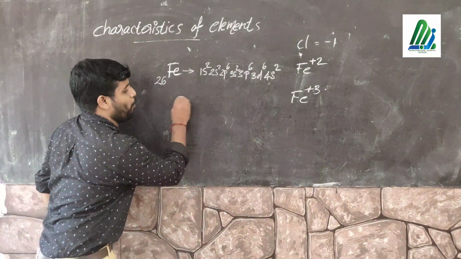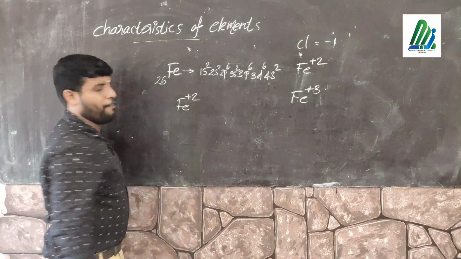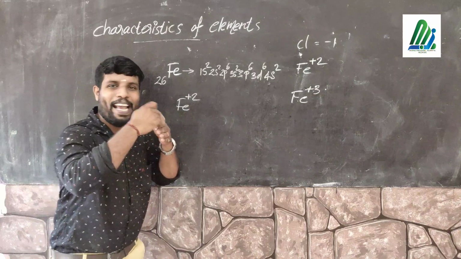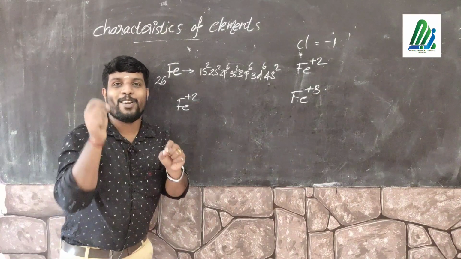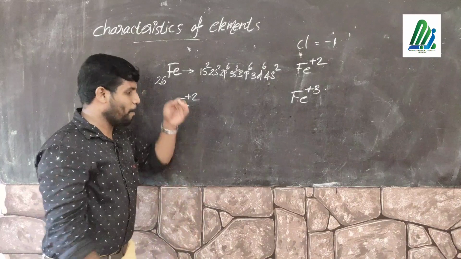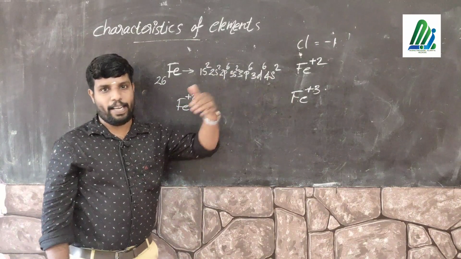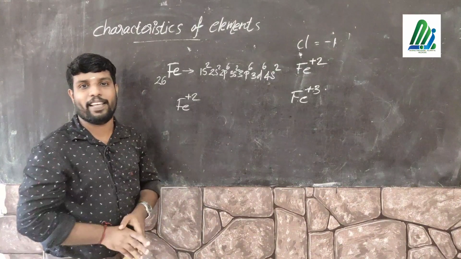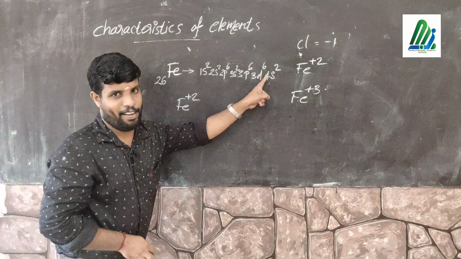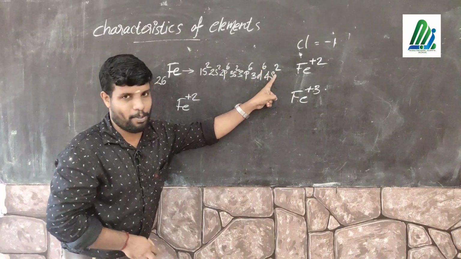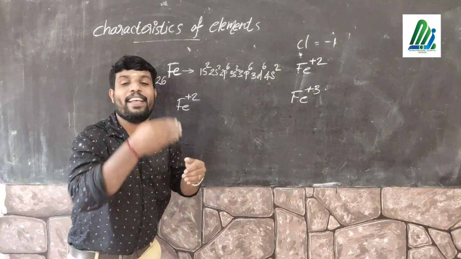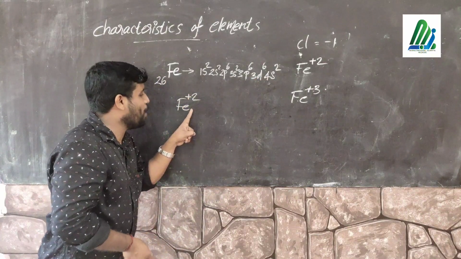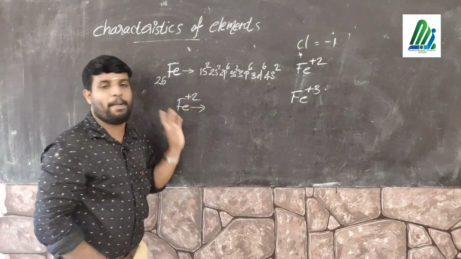Then, what is the meaning if you write Fe plus 2 or Fe2+? That means in the chemical reaction, Fe donated 2 electrons from the valence shell. So, which is the valence shell here? Fourth shell. The fourth shell has the s subshell, which has 2 electrons. From where are the electrons donated? From the 4s subshell.